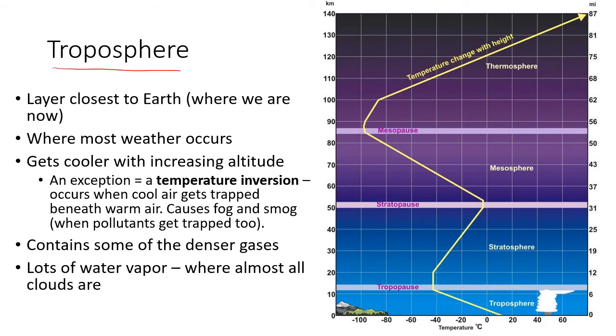This is the one where you are going to live pretty much your entire life unless you are an astronaut. This is the layer closest to the Earth. It's where we are right now. It's where all weather occurs, or at least all weather for this class.